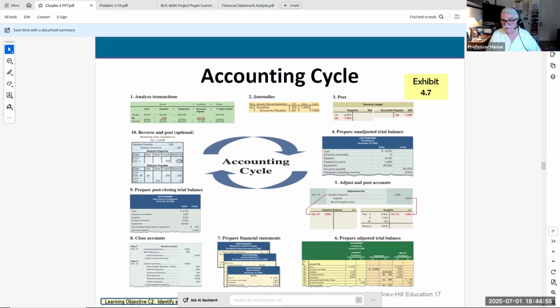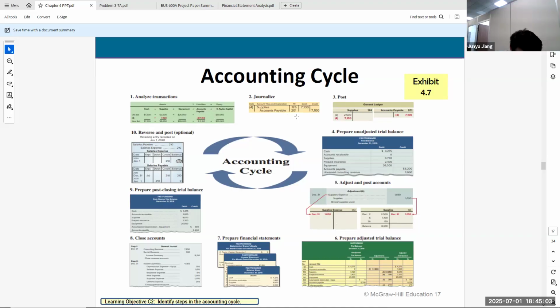But here's the accounting cycle that we just reviewed these first 4 weeks of our course. Analyze transactions. What accounts do they go in? We journalize those transactions into journal entries, we post those journal entries to the general ledger. We take those journal entries and we prepare an unadjusted trial balance. We adjust. We do the adjusting entries. This is assignment 2. We prepare an adjusted trial balance, which you did in assignment 2.